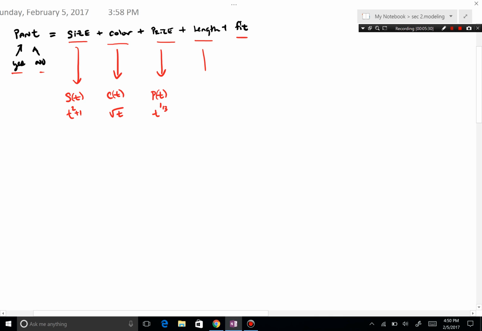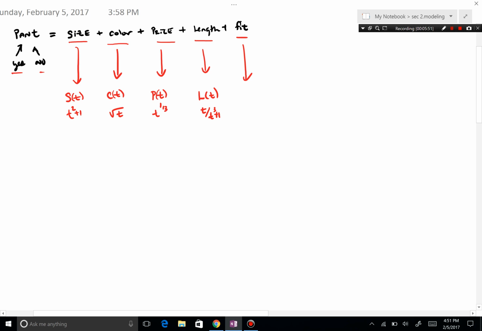And then the length, right? You would want a taller size pants if you're wearing boots. And if you're not wearing boots, you'd want shorter pants, otherwise it would drag on the ground. So maybe that is also a function of time. So the length is also a function of time. Maybe that is t over 1 over t to the 3rd plus 1.